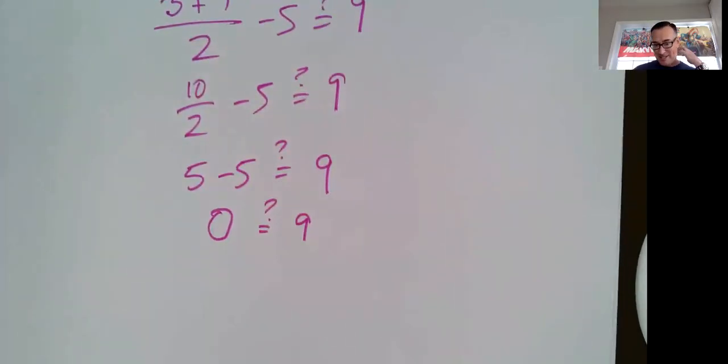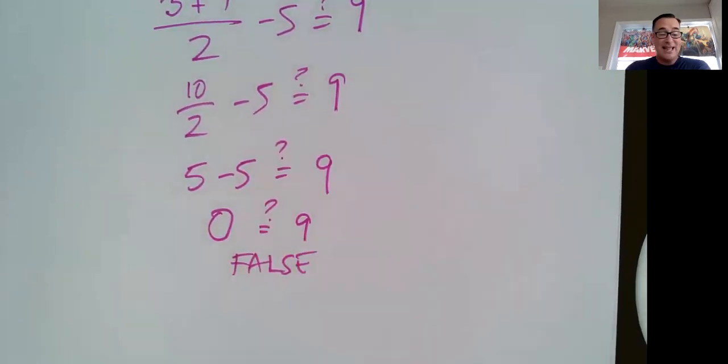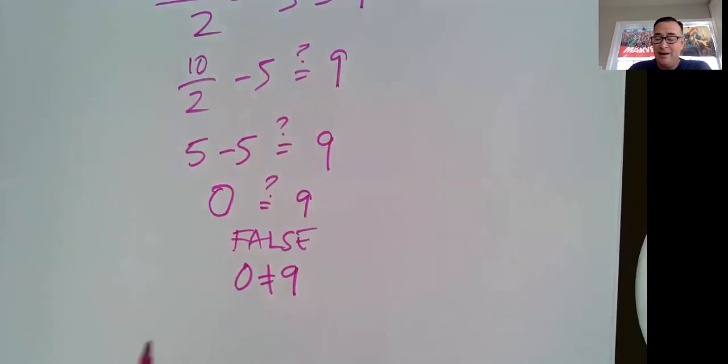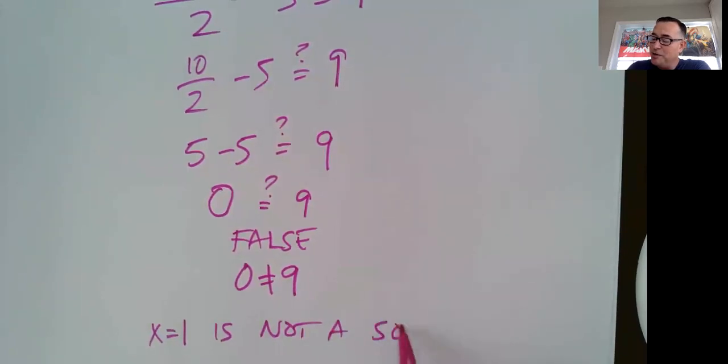Like, if I ask the question, does 0 actually equal 9? What can you guys tell me? Does 0 equal 9? No. Or even hell no, it doesn't. This is false. We can't get that. So if I say false, this is a false statement. 0 does not equal 9. You can say x equals 1 is not a solution. And that's all we got to get to.